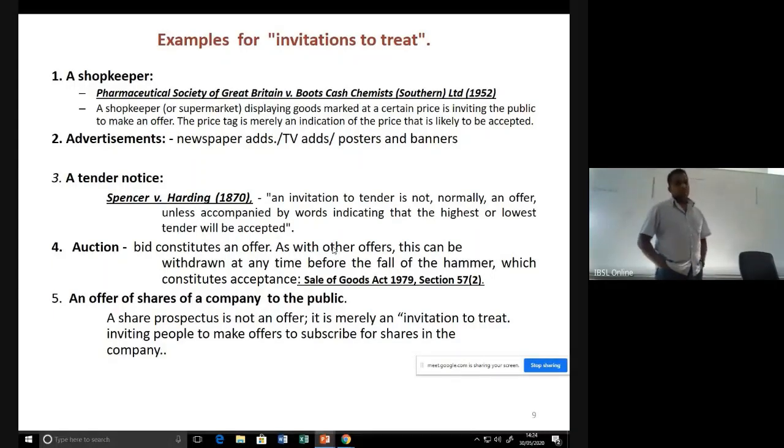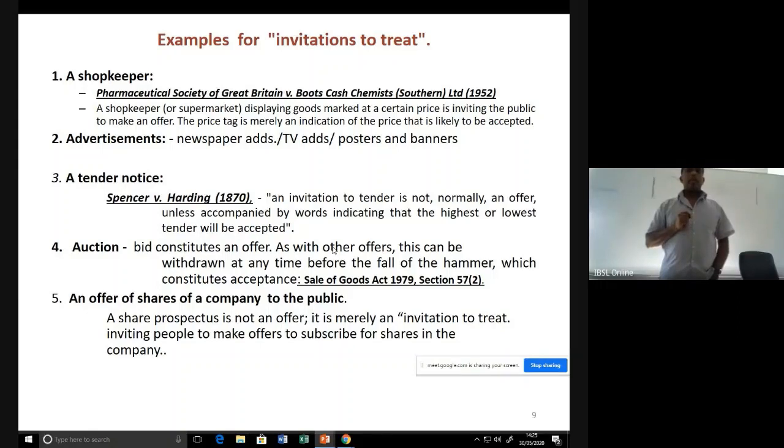A shopkeeper. Now when you go to a supermarket or even a shop, you can see that they have displayed items and the prices also marked, right? So you enter into the shop. You see they have advertised the price and the goods are there. The question is whether that display of price is an offer made by the shopkeeper to you.